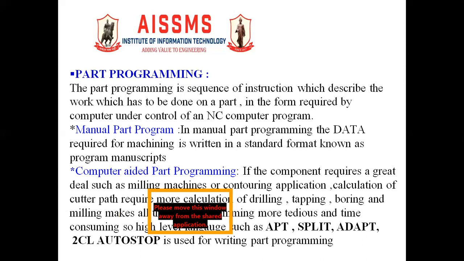If the component requires a great deal, such as a milling operation, or sometimes a contouring operation, we need to find the cutter path, which requires more calculation, for drilling, sometimes tapping, sometimes boring also. Path compensation is one of the important parameters we must find out first. There are various languages we use, like automatic APT, then SPLIT, ADAPT, and 2CL, AUTOSPOT. These are different program languages used in computer aided part programming.